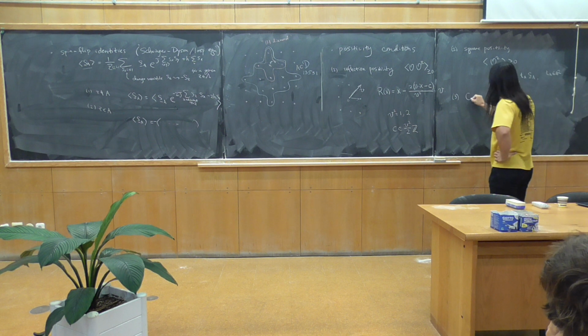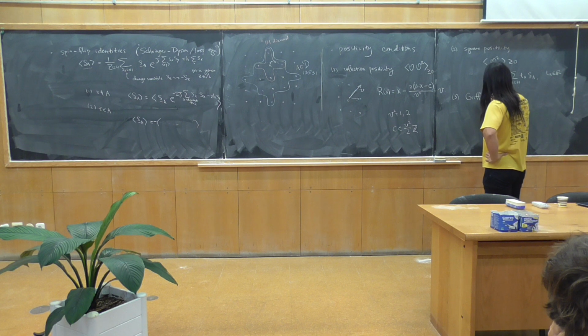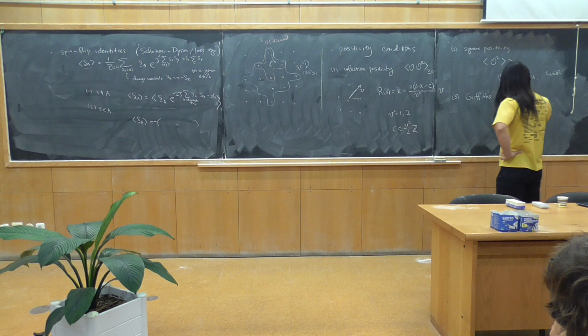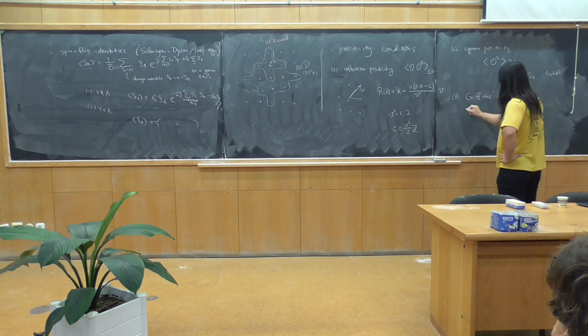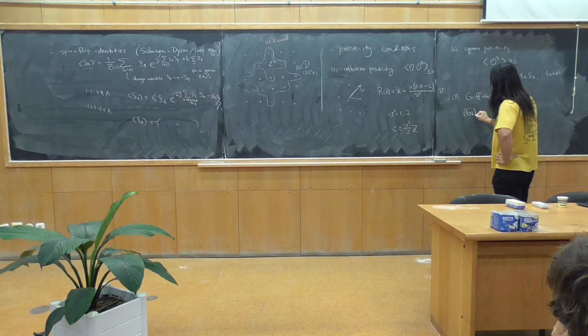Then there's a third type of positivity conditions. These have been known for a long time, the so-called Griffiths inequalities. There are two basic types of Griffiths inequalities that will be relevant for the discussion here. I'll call them the first and second Griffiths inequalities.